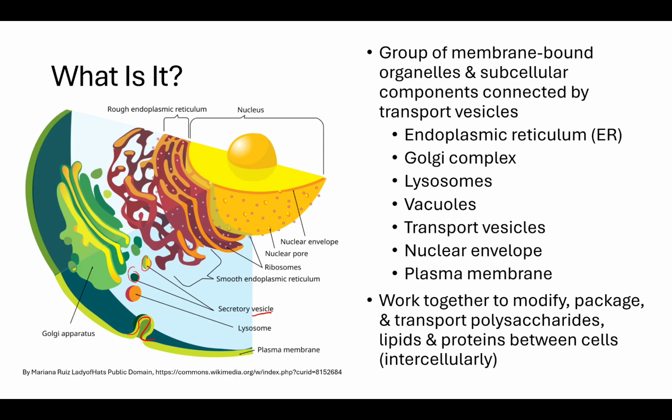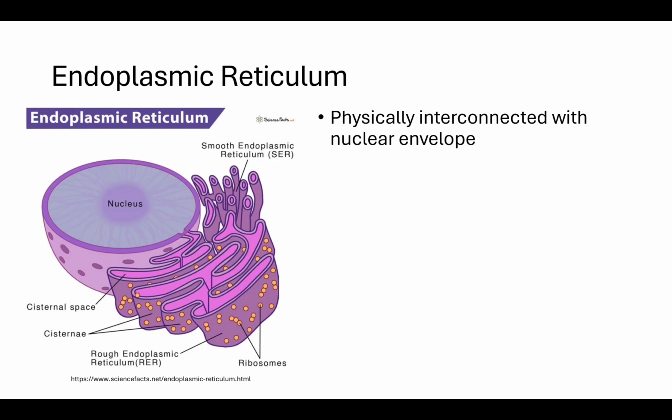So you could have something that's produced here in the ER. It could be carried out to the Golgi, and then from the Golgi, it could go to the plasma membrane, and from the plasma membrane be excreted or released from the cell. This endomembrane system also transports things within the cell.